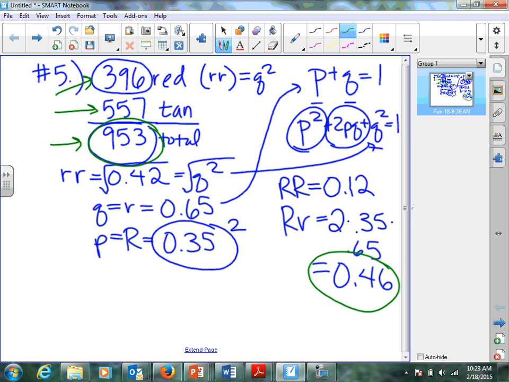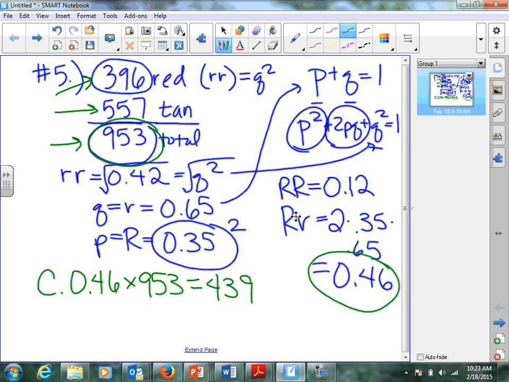and I can take this, which is the frequency of heterozygotes in the population, and I can actually multiply them, okay? And so for C, if I take 0.46 times 953, I get roughly 439 for the number of individuals, okay?